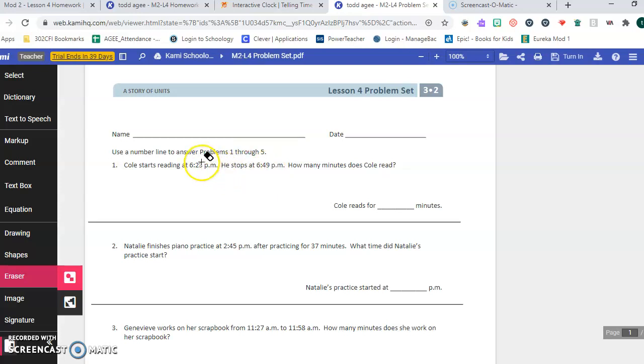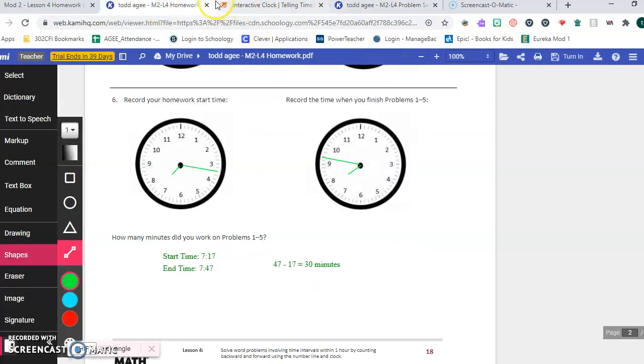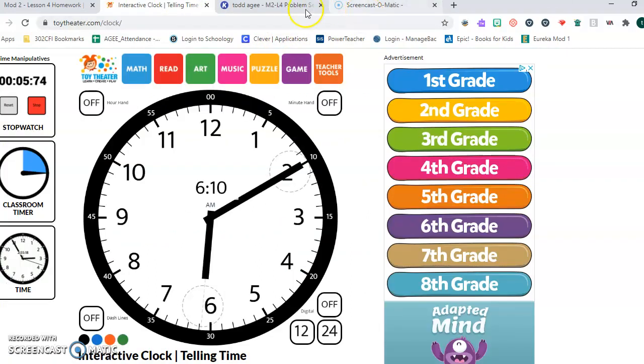So I'm going to be going from 6:23 to 6:49 because it tells me Cole starts reading at 6:23 p.m. He stops reading at 6:49 p.m. How many minutes does Cole read? Okay, so how long is it basically from 6:23 to 6:49? So I'll go over to my clock tool. I'm going to close this down here so I'm not confused.